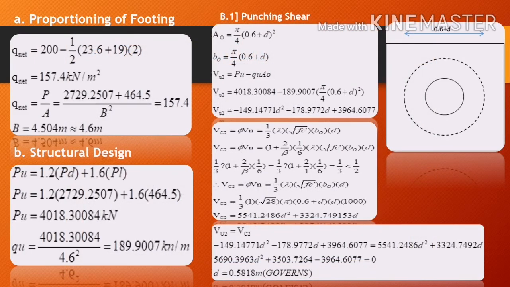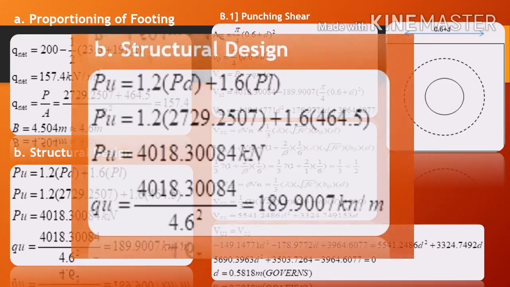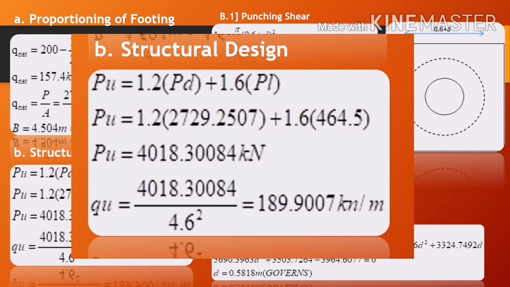So now, let's go to the structural design, which is PU is equal to 1.2 times PD plus 1.6 times PL.